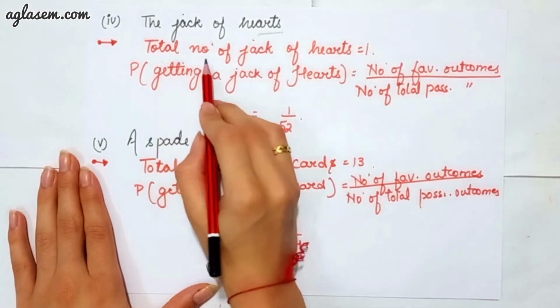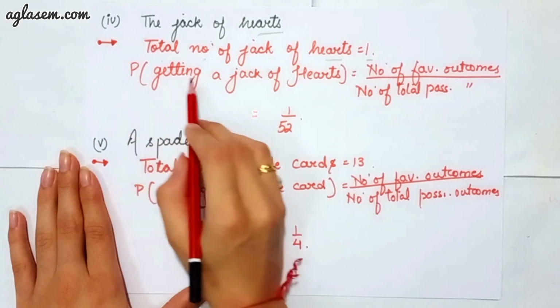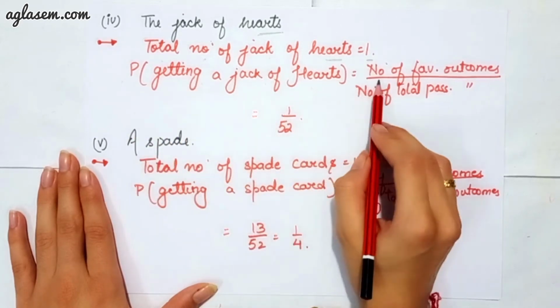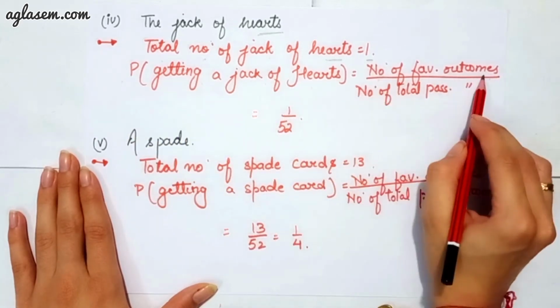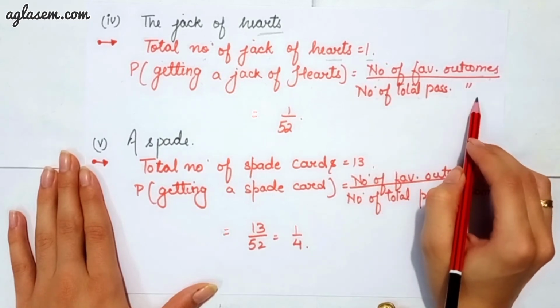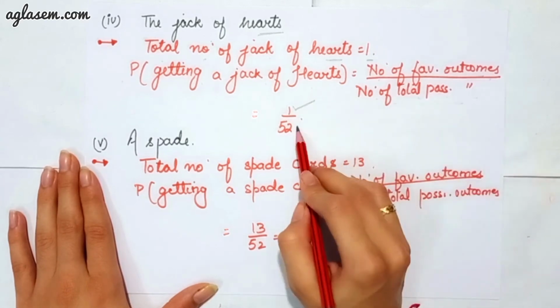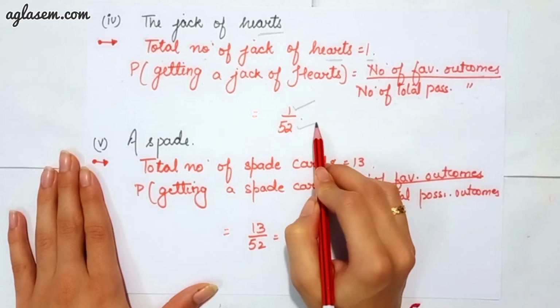Fourth part says a jack of hearts. The total number of jack of hearts is 1. The probability of getting a jack of hearts is the number of favorable outcomes divided by the number of total possible outcomes. Here the number of favorable outcomes is 1 and the total number of possible outcomes is 52. So the answer is 1 upon 52.